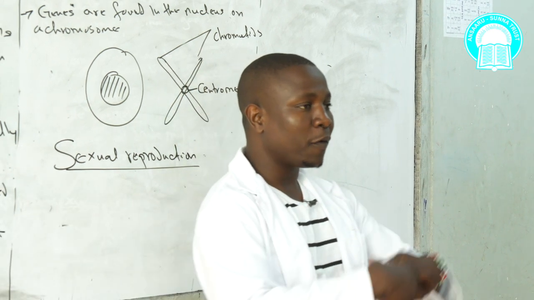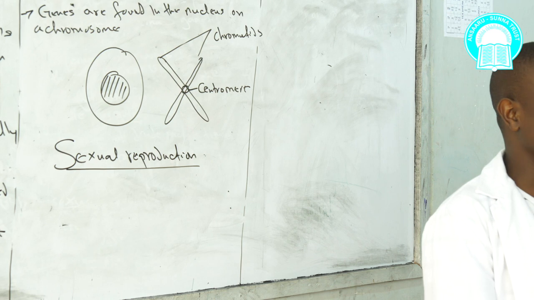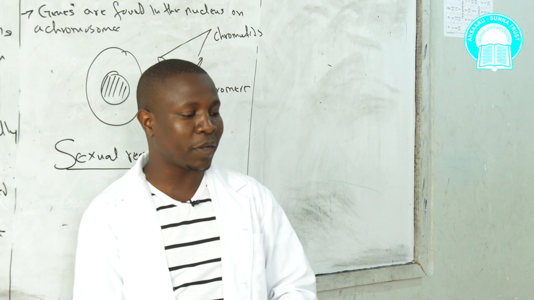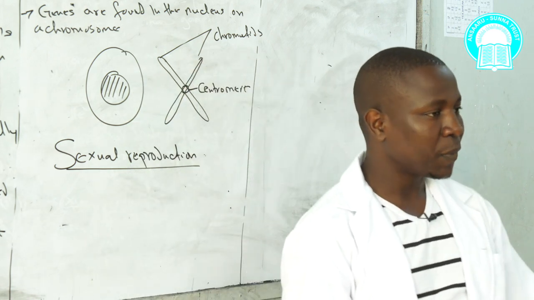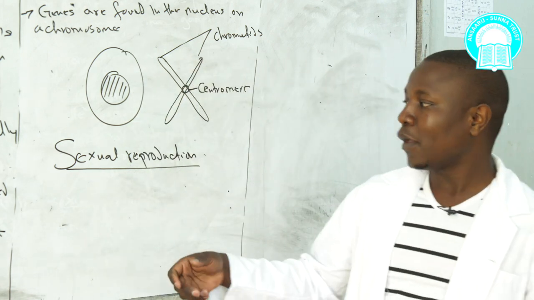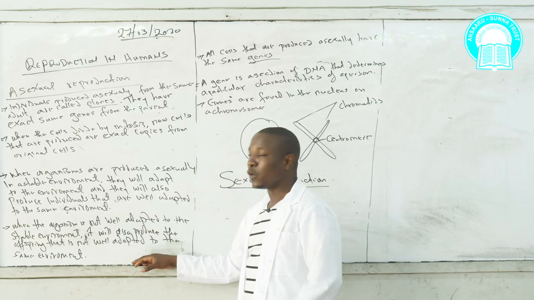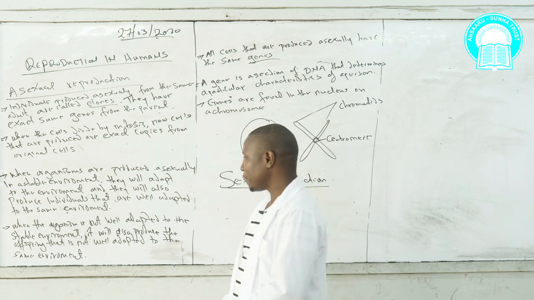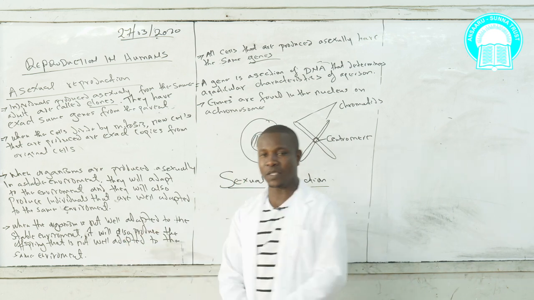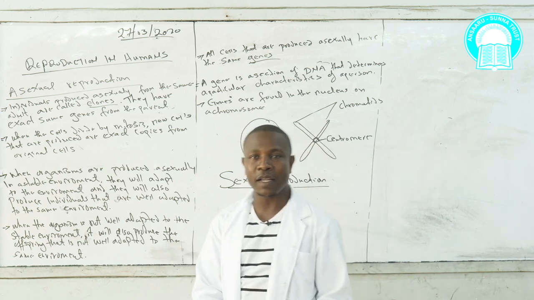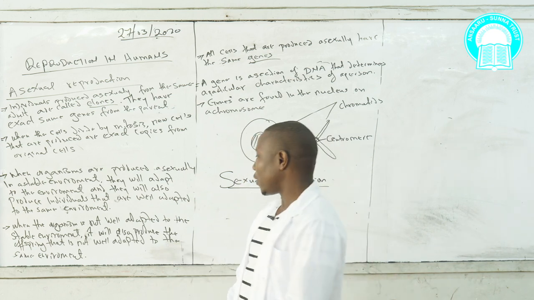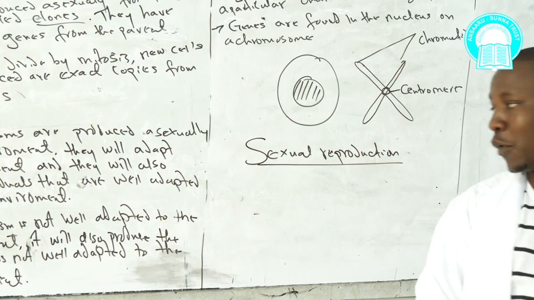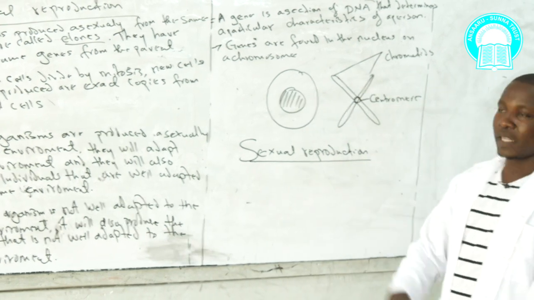An organism, whereby if an organism is born in that environment and it's well adapted to that environment, that means it's going to do what? To produce offspring that are also well adapted in that environment. And those organisms that are well adapted in the environment will also produce other organisms that are all well adapted to the same environment. But if the organism is not well adapted to the same environment, definitely the organisms that are going to be born are also not going to be well adapted to the same environment, and they will die. And we call it survival of the fittest.